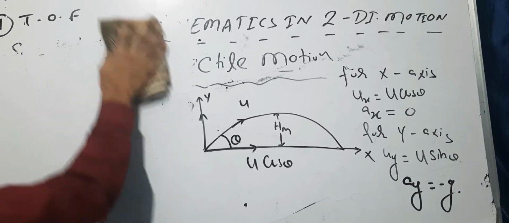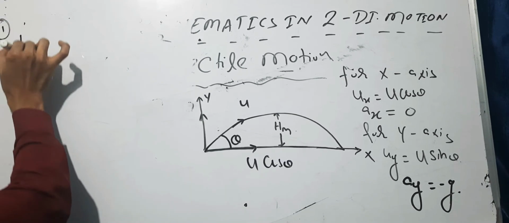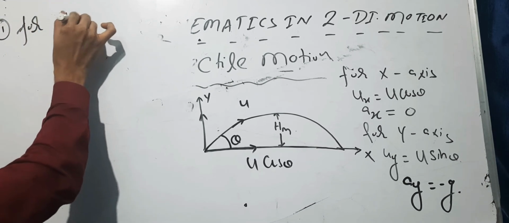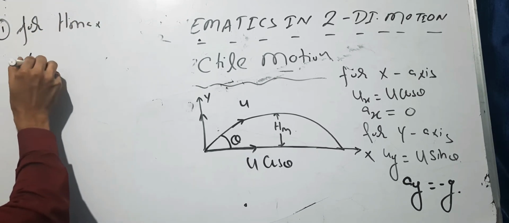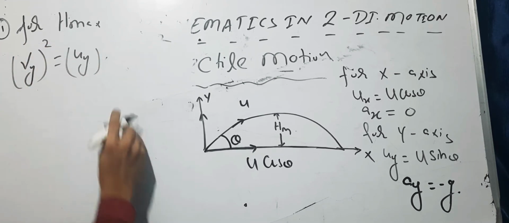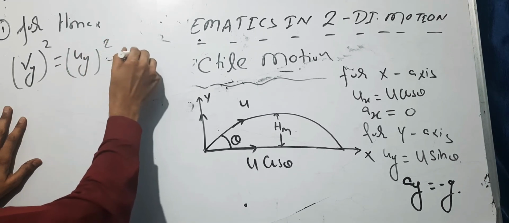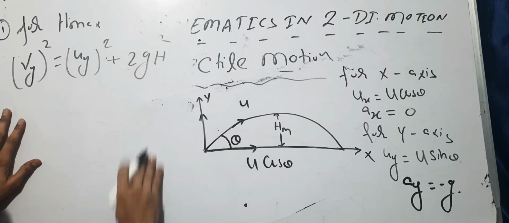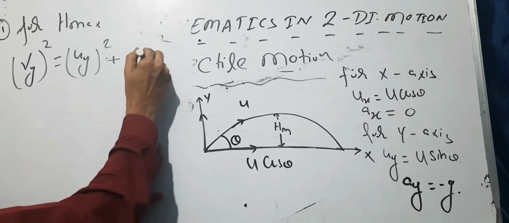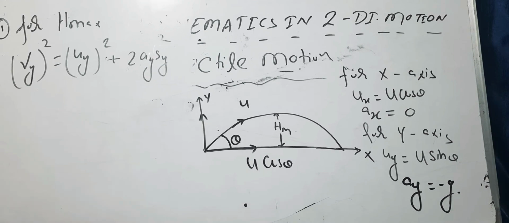Now I'm going to deal with the maximum height. So what is the maximum height? For H max, you can say v y square is equal to uy square plus 2gh. I'm using the third equation of motion here. You can say 2as for better understanding, 2ay into sy. This is the v which you have to find.